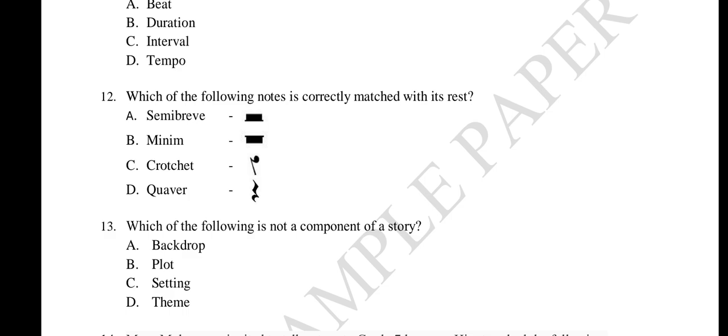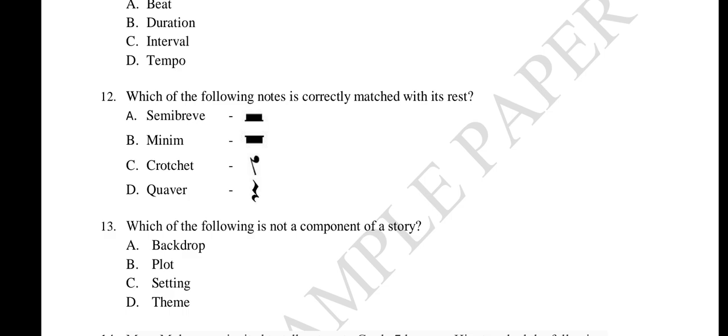Which of the following notes is correctly matched with its rests? Semi-brief? No, that is not for semi-brief. That is for a minim. Then minim? No, that is for semi-brief. Crochet? No. And quiver? No. So we have a problem with that question.